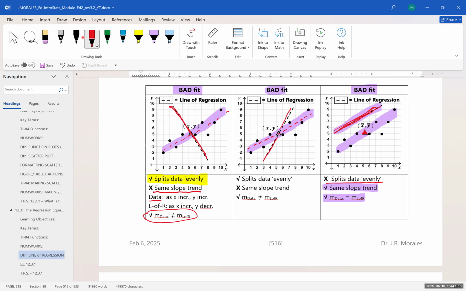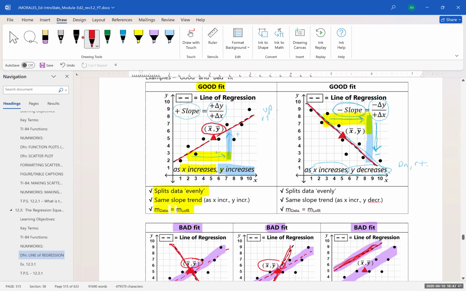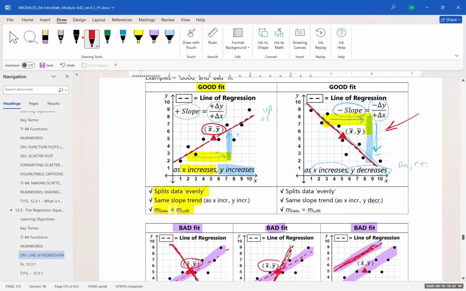You'll notice, at least in the previous two bad fits, the line of regression did go through this calculated point, x bar, y bar. This one on the far left went through this calculated point, x bar, y bar. So that was at least a redeeming feature. Okay, still considered a bad fit. So these are some examples of what we would consider to be a bad fit and what would be considered a good fit. This is what you're aiming for. It's something that looks like that.